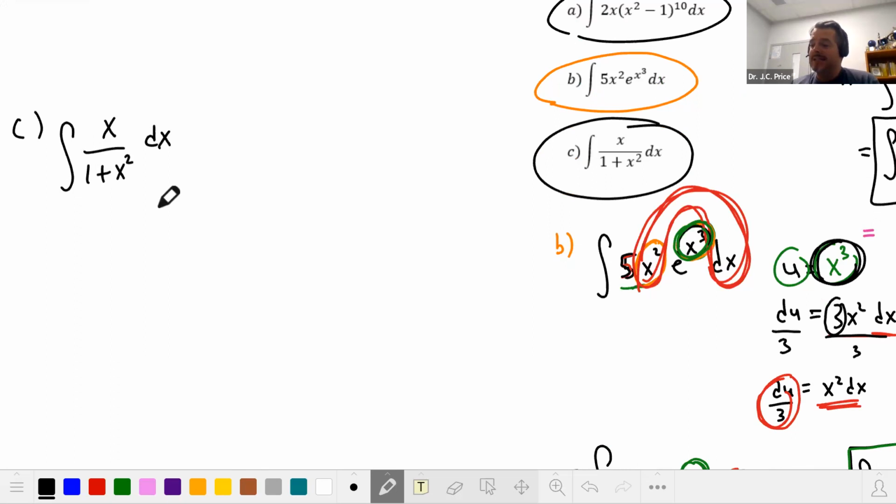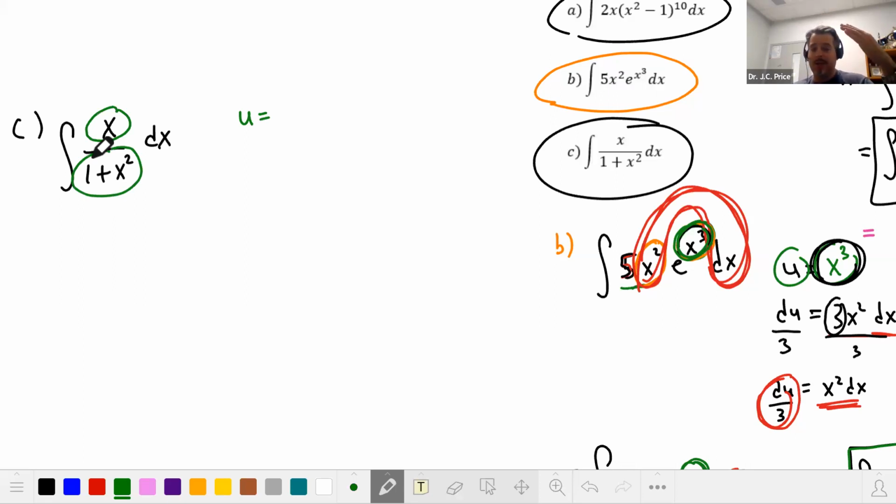And again, it's not one of my types. And so I'm going to have to do something to it to turn it into one of my types. And that's the big idea through the whole entire section here on techniques of integration. How do we turn it into one of our types of integrals that we know how to integrate? So what am I going to let my u be equal to? And so you can let u be either the top, or you can let it be the bottom. And it's up to you.